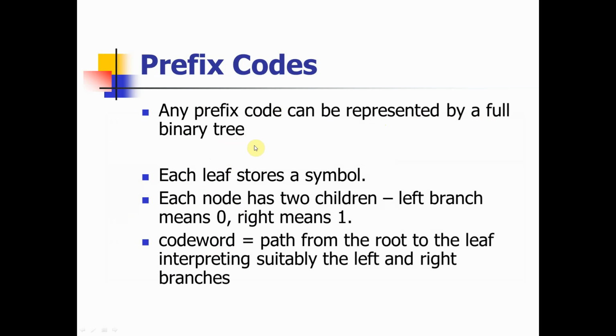To satisfy all of these things, the Huffman encoding tree is actually the tool for us to do so, and it will give you the prefix codes property. By looking into that one, each leaf node stores a symbol, and the nodes have 2 children. Left branch means 0, right branch means 1. The code word for each symbol is the path from the root to the leaf node.